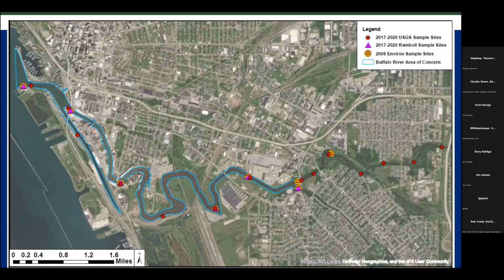So here is a map of all the sample locations. The Great Lakes Legacy Act samples are represented by the orange circles and the purple triangles, and include reference sites Cazenovia Creek and Tonawanda Creek, which is not shown in this map. It's located north of the Buffalo River. And then USGS reference sites located upstream of the Buffalo River. They're the red dots on the map. The reference locations were in Buffalo Creek.